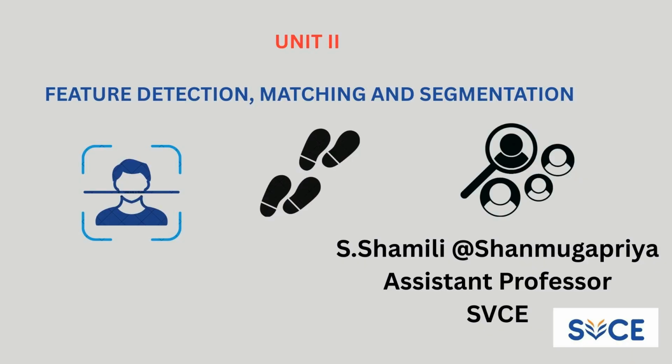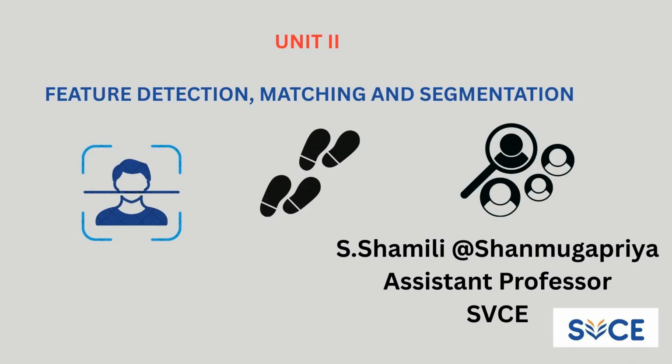The human brain does not see a grid of colors. It sees objects, shapes, and texture. Our goal in this unit is to enable computers to do the same. This is achieved through a set of powerful techniques that can be grouped into two main categories. The first one is feature detection and matching, and the second one is segmentation.